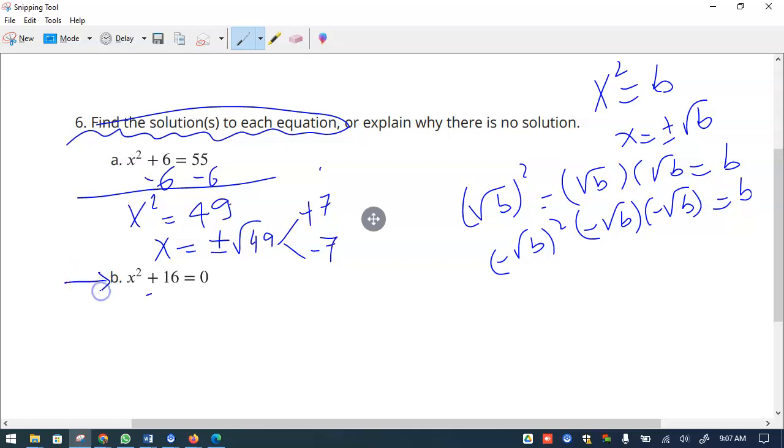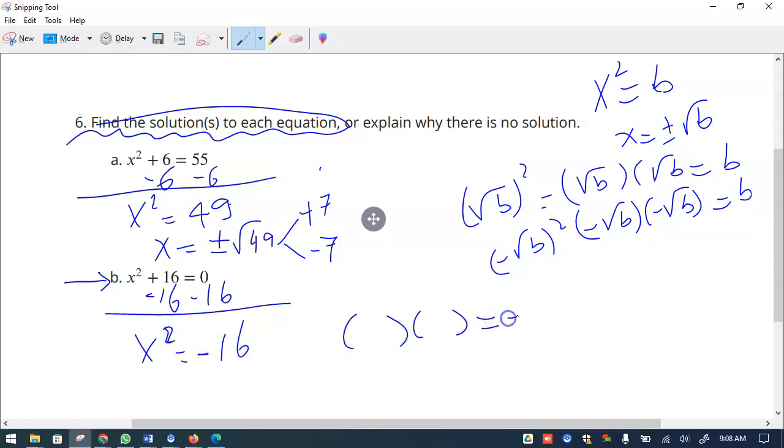For the second equation, you subtract 16 from both sides, and you can see that x squared is minus 16. Because there's a square on the left, when you multiply two equal numbers, it will always give you a positive, but now it says it is minus, so you cannot have that, so we say there is no solution. But in later classes we will see we can use a complex solution.